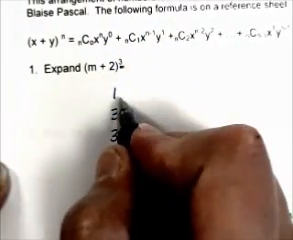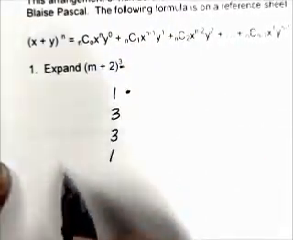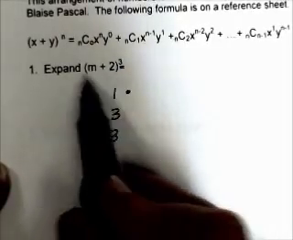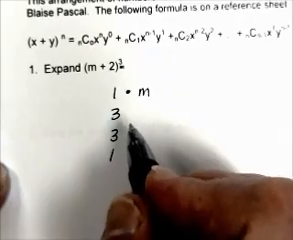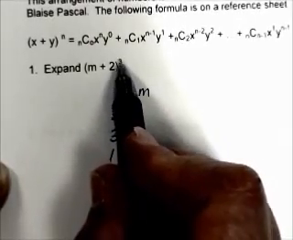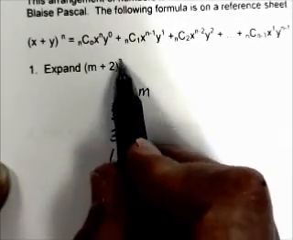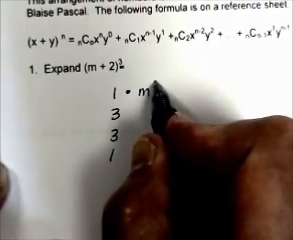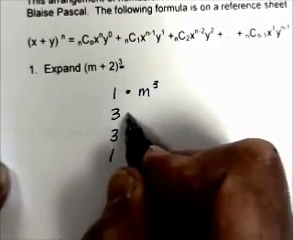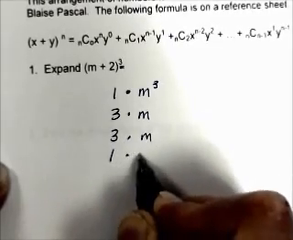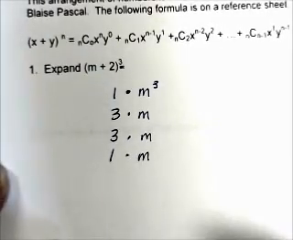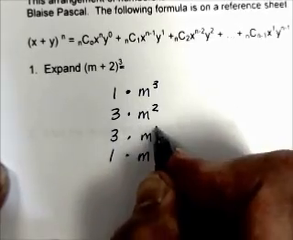Next, we're going to multiply by the first term in our binomial, which is m. And the exponent is going to start high, whatever our n value is, in this case 3. And then we're going to decrease in each subsequent line: 2, 1, 0.